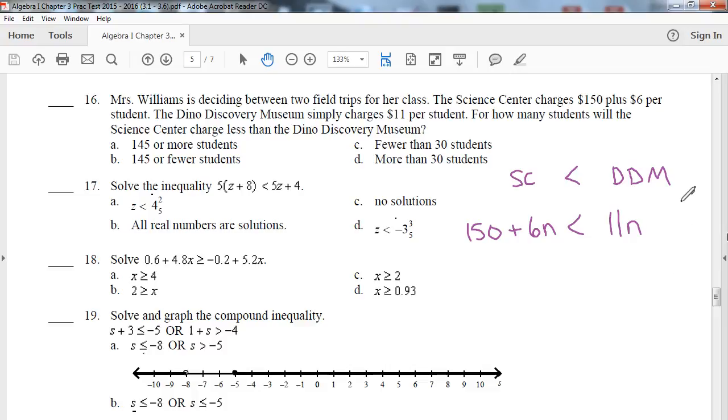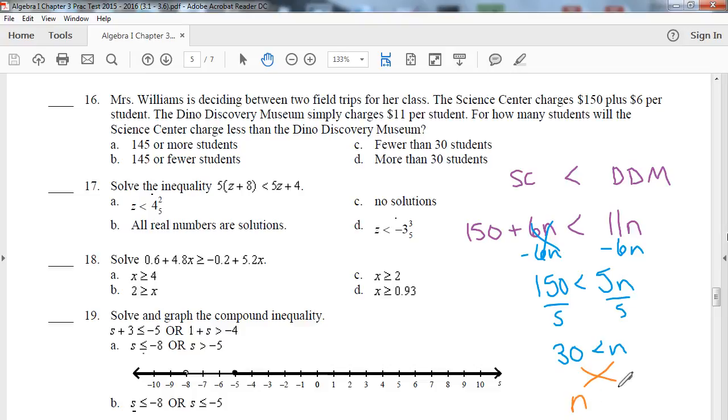And from here, we can subtract 6N from both sides. We have 150 then is less than 5N. Divide both sides by 5, and 30 is less than N. And we talked in class about how when you need to flip-flop to get the variable on the left, when you flip-flop the inequality, you have to flip-flop the symbol as well. Or we also said this is pointing at 30, it needs to stay pointing at 30. So N is greater than 30, more than 30 students. It is less expensive to go to the Science Center. That's option D.